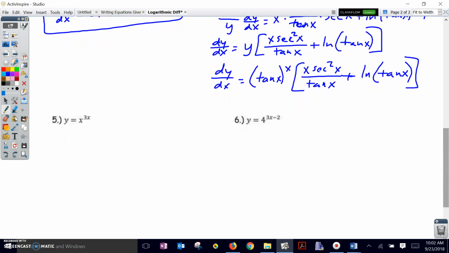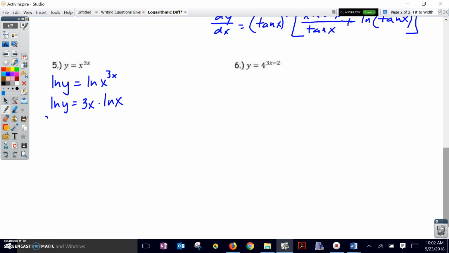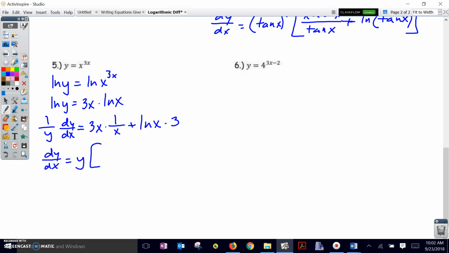Alright, number 5. Again, we have a variable base raised to a variable power, so we're going to use logarithmic differentiation. And so this turns into natural log of y equals 3x times the natural log of x. And then I'm going to go ahead and take the derivative. Got 1 over y dy/dx equals 3x times the derivative of the natural log plus the natural log times the derivative of 3x. And I'm going to clean all this up. We've got y times the quantity 3x over x, which just becomes 3.